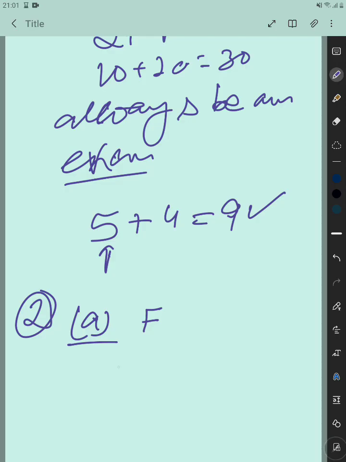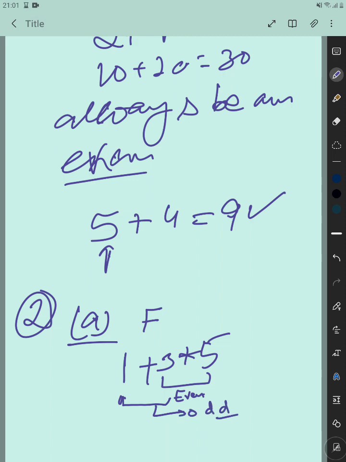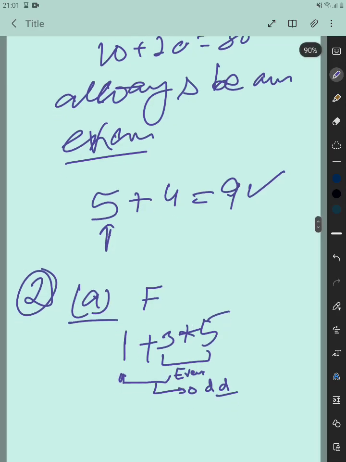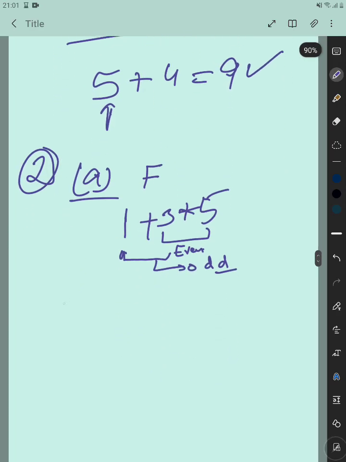Take 1 plus 3 plus 5, these are the first three odd numbers. As we have already explained, the sum of two odd numbers will be an even number, and if an even number is added to an odd number, then it will be an odd number. We have already explained this in the previous question. So if you add three odd numbers, it cannot be an even number. So it is false. Now the second question, b part.